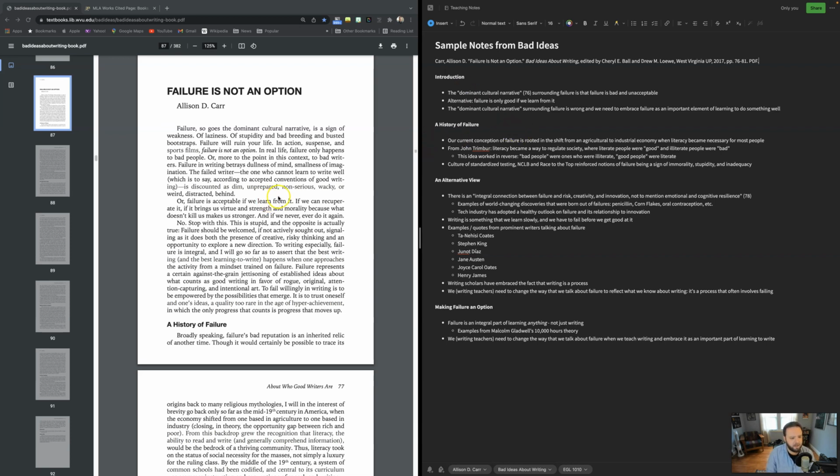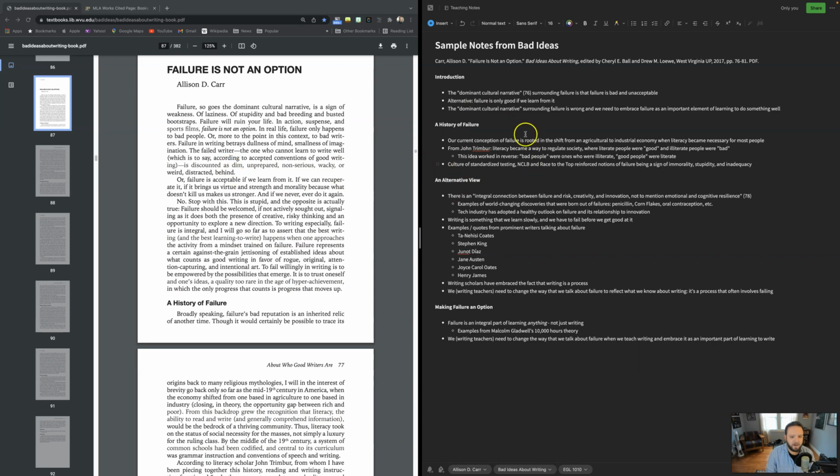So you can see here what I've done is I divided this into sections. You're not always going to have the headings that Allison Carr has here, but I've divided it out into sections, and each first level bullet point is one of the paragraphs.